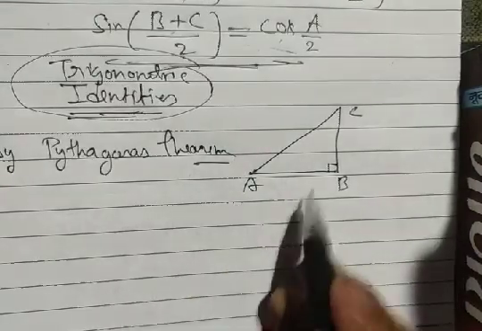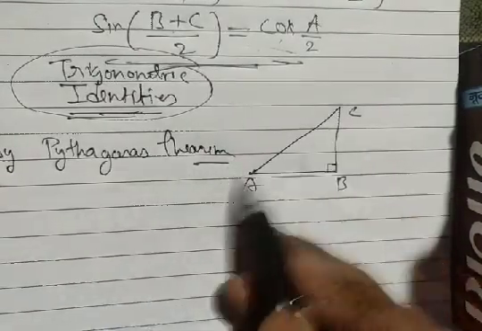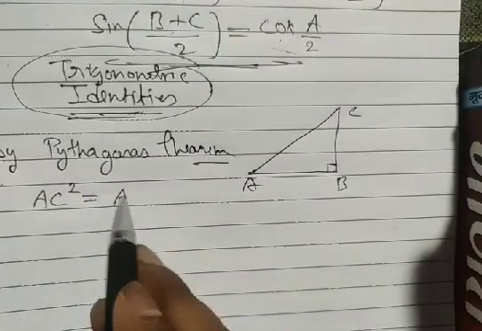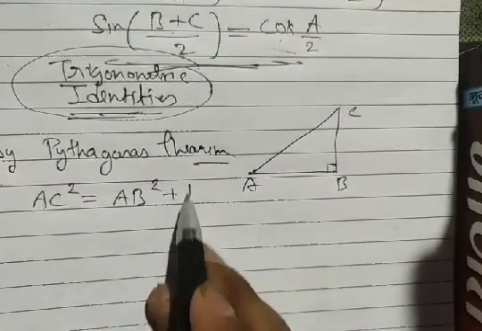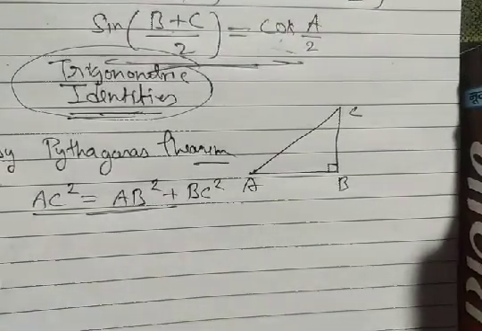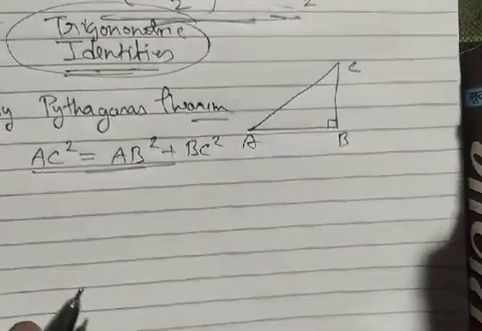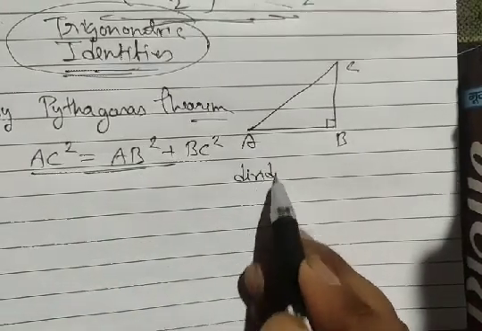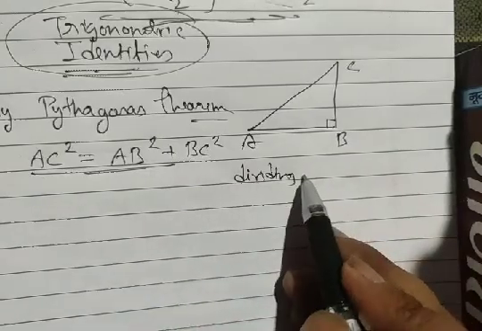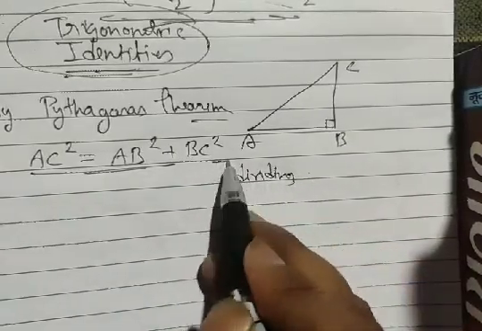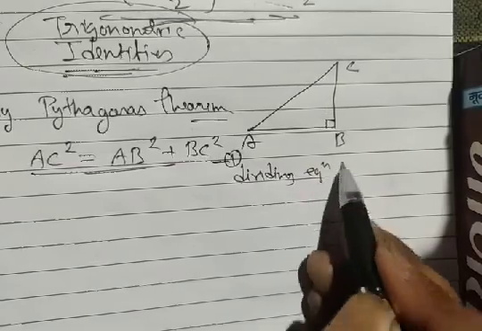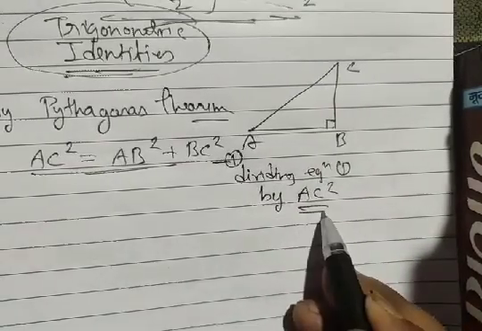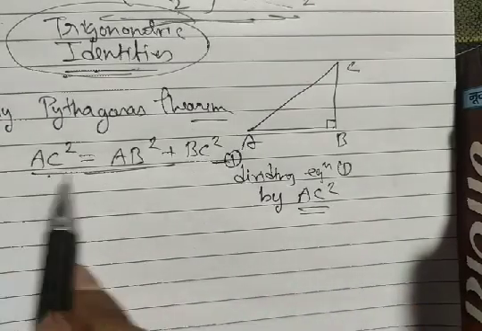By Pythagoras theorem, we have AC square equal to AB square plus BC square. Now what do we do? Take this equation 1 and divide it by AC square. I'm just going to divide each term by AC square.